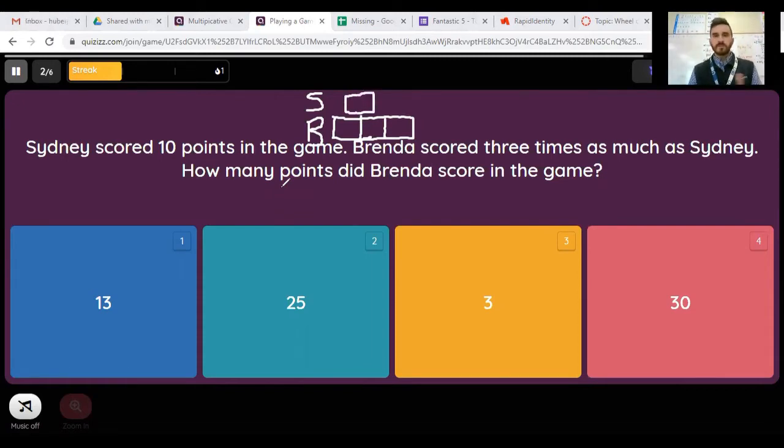So now I'm going to use the information that it gave us. It says Sydney scored 10 points in the game. Well, Sydney only has 1 box, and I know automatically her box is going to have 10, and all of Brenda's boxes are going to have 10 as well. 10. So the question says, how many points did Brenda score?